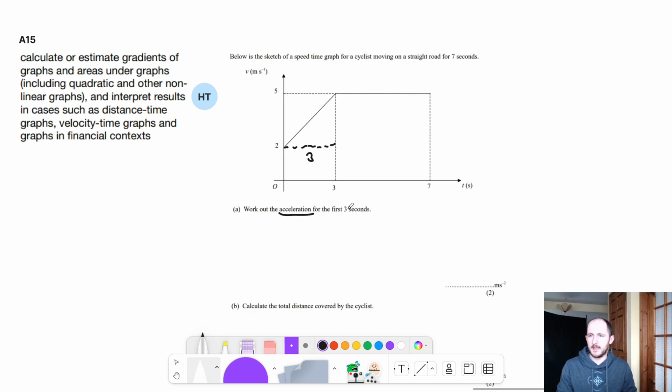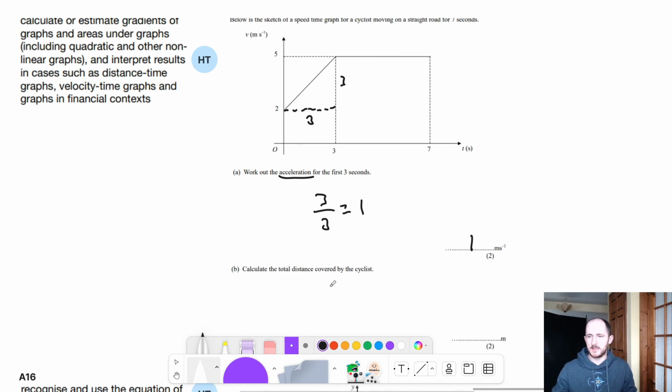This side is 3, the difference between it is 3, so you're doing 3 divided by 3, and because the line is going up, it's a positive answer. So the answer is 1 meter per second squared. Now working out the total distance is where things get a bit more spicy.